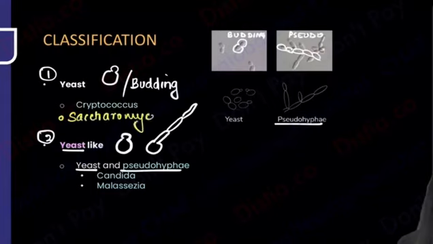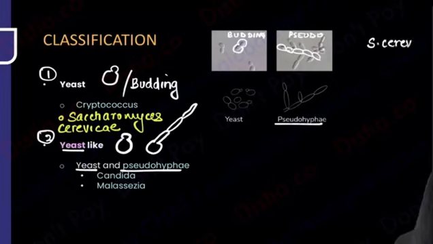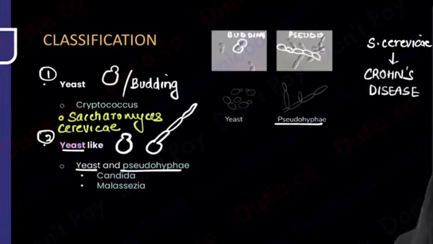Now, let me ask you, where else have you studied Saccharomyces cerevisiae? I'm sure you've heard of this. Go back to your medicine and even your pathology lectures. Saccharomyces cerevisiae is a very important organism that you have studied in Crohn's disease, where there is an antibody called anti-Saccharomyces cerevisiae antibody. So now you know exactly where that Saccharomyces has come from.